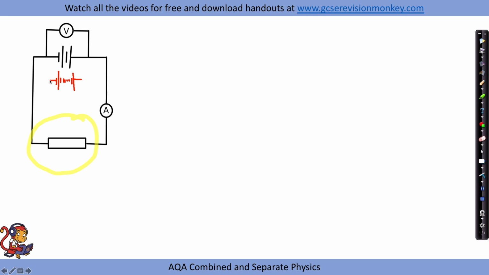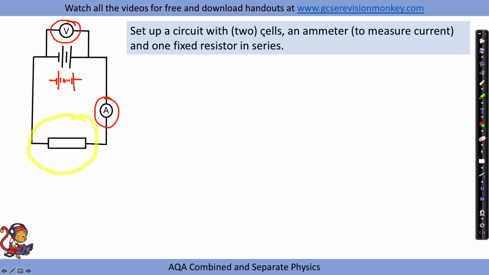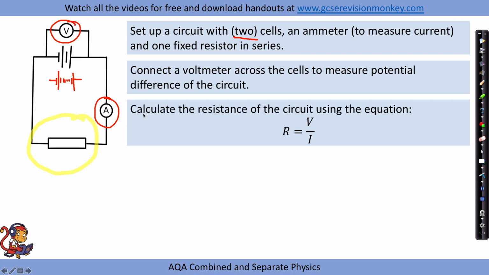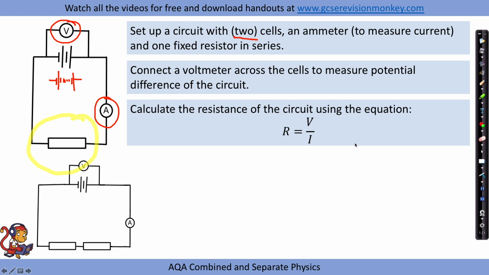It doesn't really matter, but something to provide power to your circuit. And you're going to want to attach a voltmeter to measure V, an ammeter to measure I, and you're going to use a calculation to calculate resistance. So we set up a circuit with, say, 2 cells, an ammeter to measure current and 1 fixed resistor in series. We connect a voltmeter across the cells to measure potential difference. And we calculate the resistance of the circuit using the equation R equals V from the voltmeter divided by I, which is current from the ammeter.